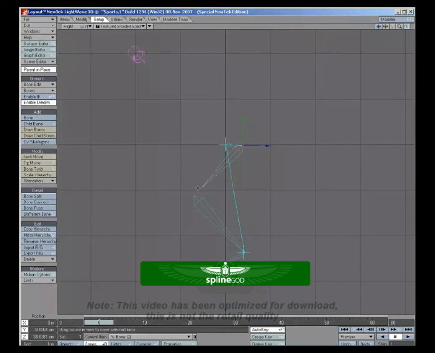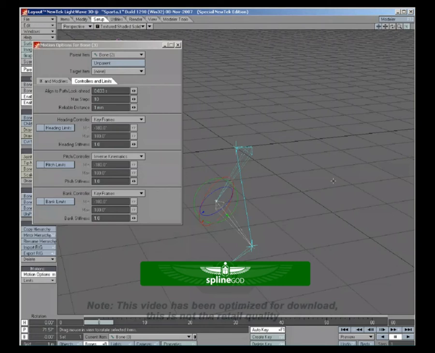Look at the heading and the bank. Is there a problem there? Near gimbal. Is that a problem if it were gimbal locked? Why not, Kevin? Exactly.